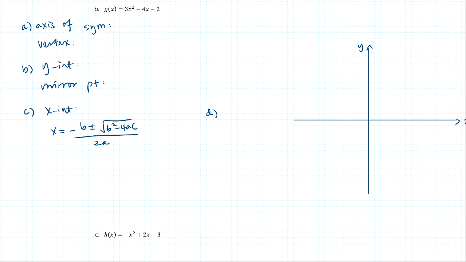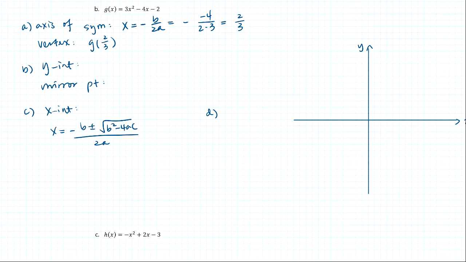Now in part B, we start with the same thing. For the axis of symmetry, negative b over 2a should be the x-coordinate and x value for our equation. So we get negative of negative 4 over 2 times 3, which becomes positive 4 over 6, or 2 over 3. And therefore, to find the vertex, we want to find g of 2/3.